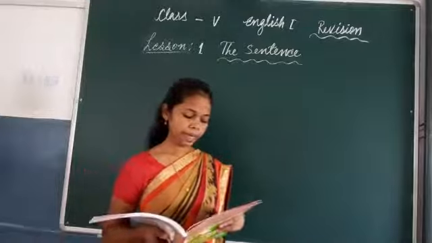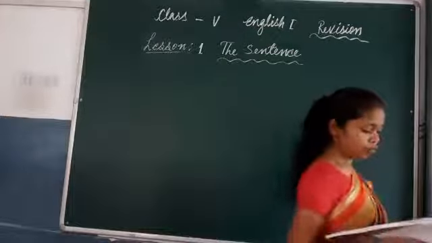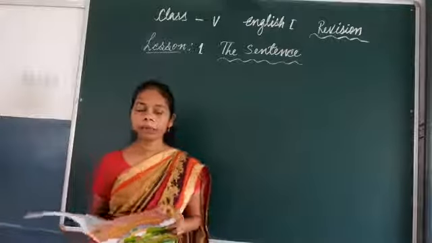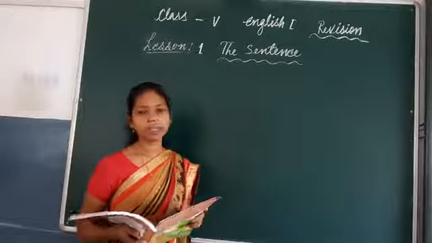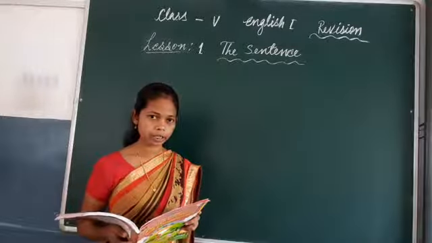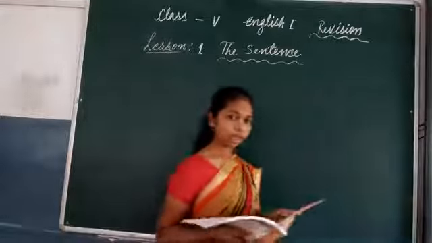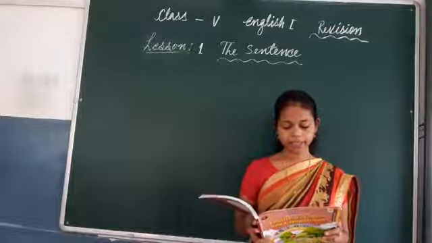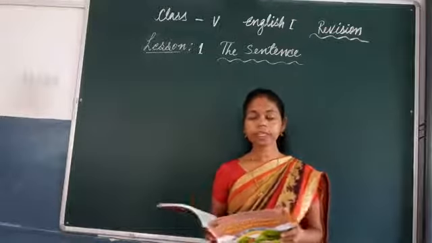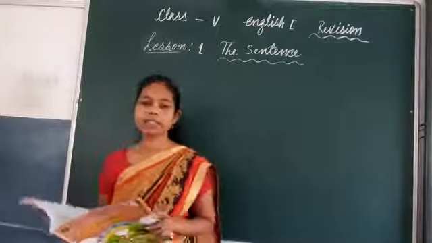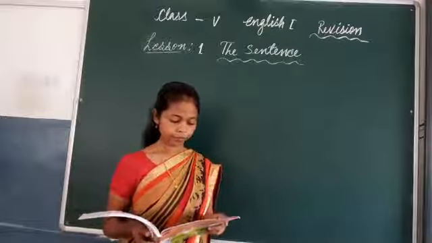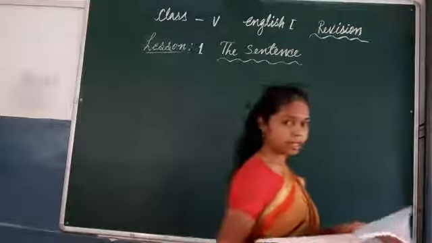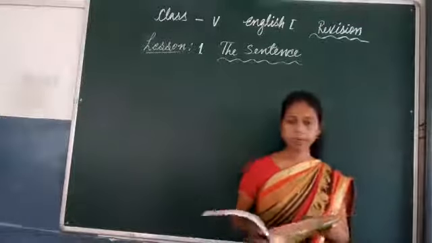Second, the predicate. The predicate is what we say about the subject. Okay, that is called the predicate. Third, the predicate always contains a verb. Okay. Look at the sentences given below. Here in this box the sentences are given. Let's see the subject and predicate.